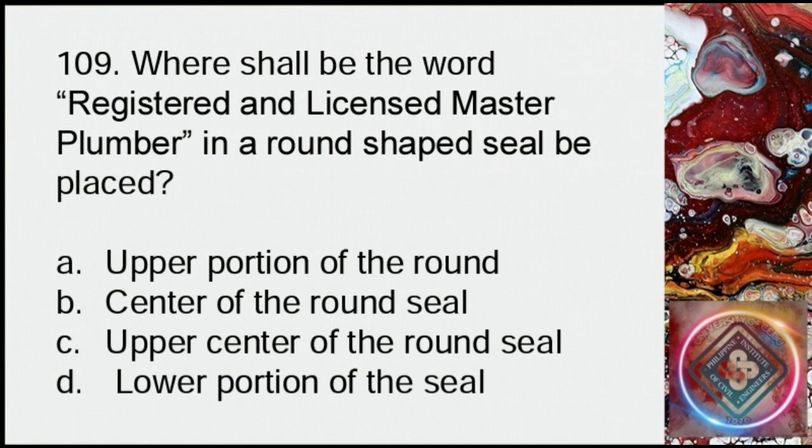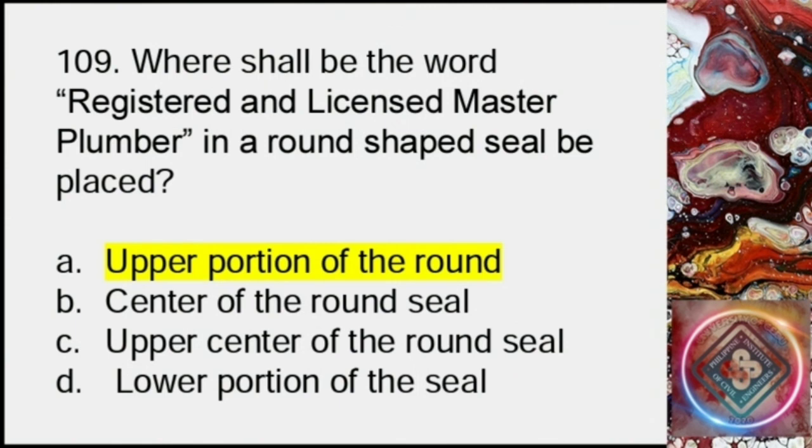109. Where shall the words registered and licensed master plumber in a round-shaped seal be placed? A. Upper portion of the seal, B. Center of the round seal, C. Upper center of the round seal, D. Lower portion of the seal. A. Upper portion of the round seal.